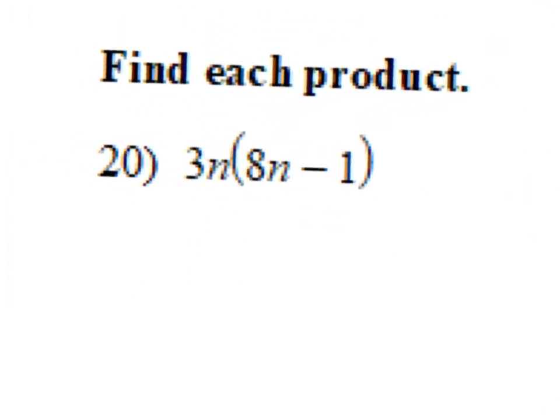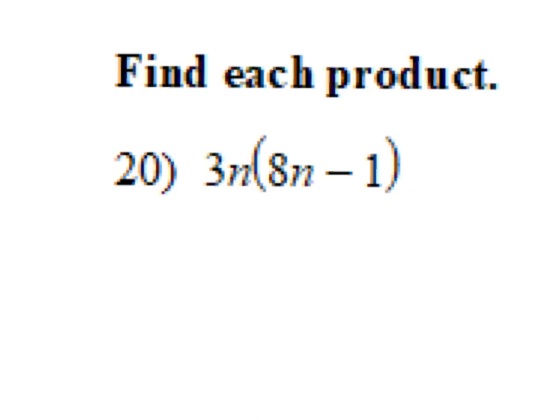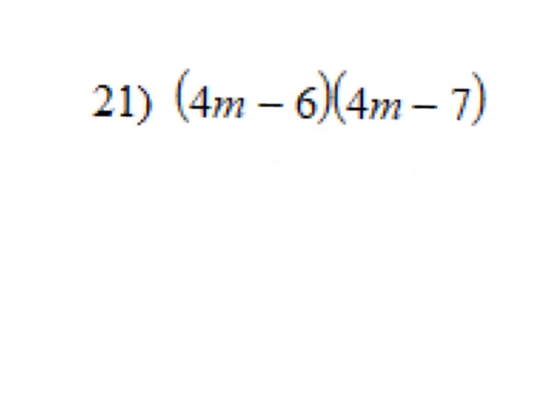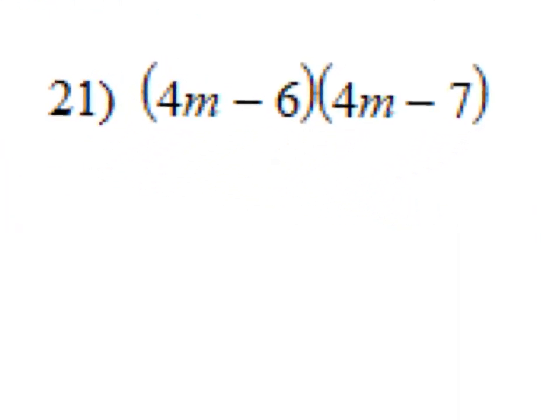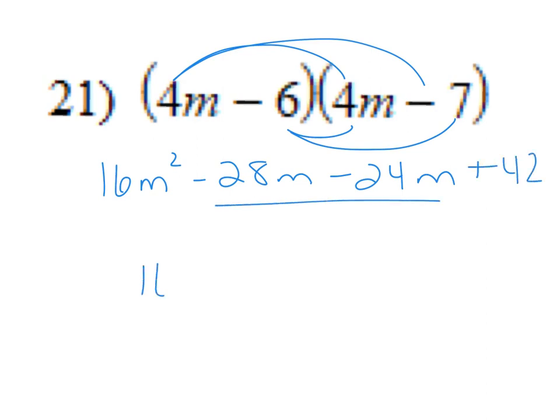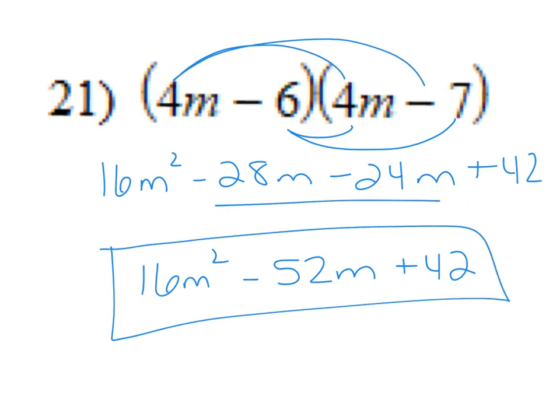Okay, so on this one, we're just multiplying. So I'm going to push the 3n through and get 24n squared minus 3n. Can't put that together, so that's your answer. All right, and on the last one here, I'm going to FOIL this out. So I'm going to take 4 times 4 and get 16m squared minus 28m minus 24m and then plus 42 when I FOIL it. Now combine like terms in the middle. So I get 6m squared minus 52m plus 42. And that's your answer. And that concludes this answer key.